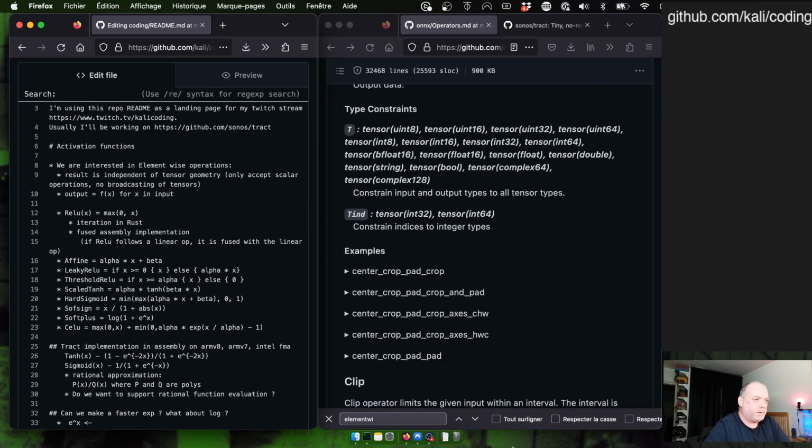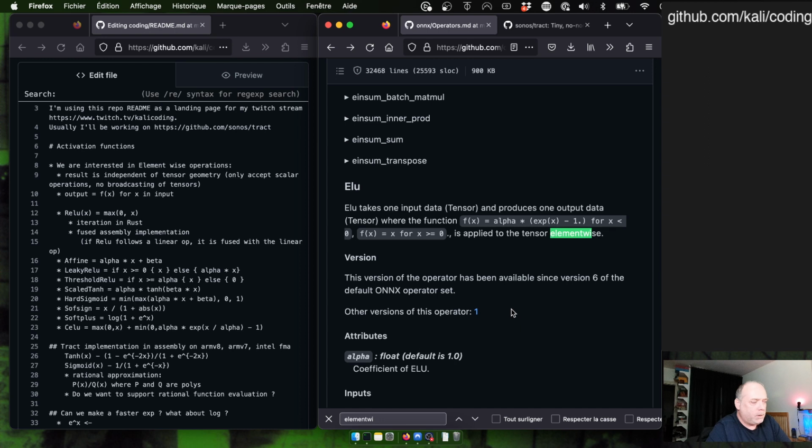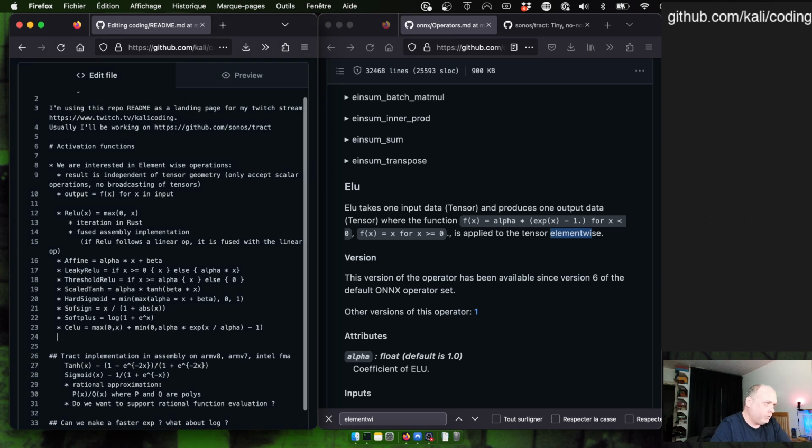Let's keep looking at element-wise. ELU, we already have it. No, nope, I forgot it, I think. ELU is, it looks a bit like SiLU, but it's different. So ELU equals, if x is negative, it's alpha times exp of x minus 1, else it's x.